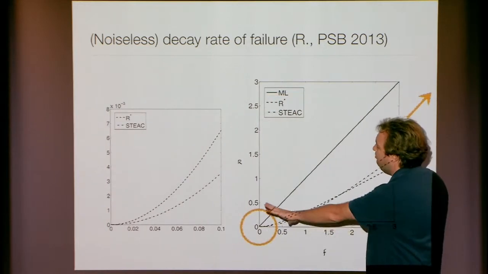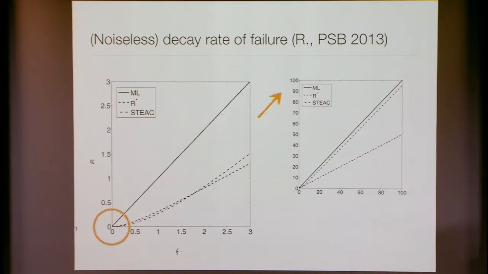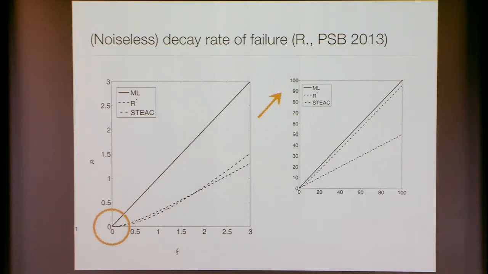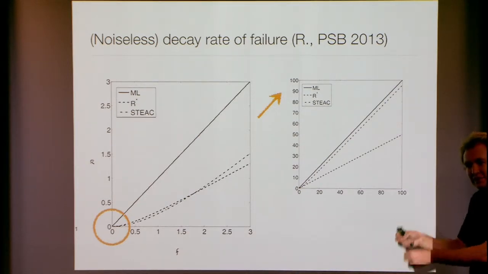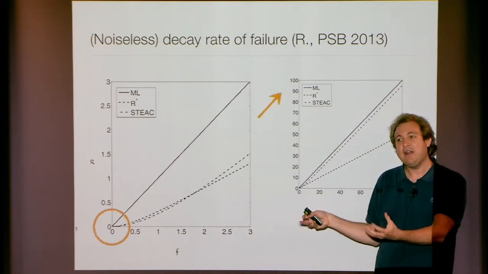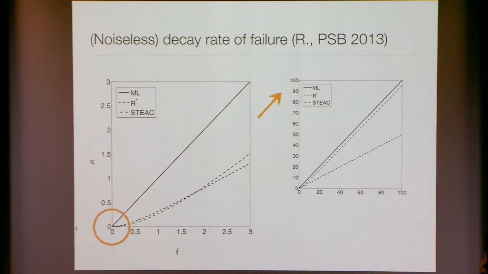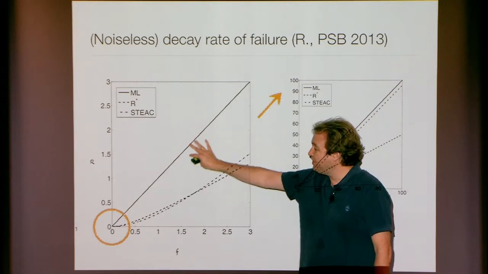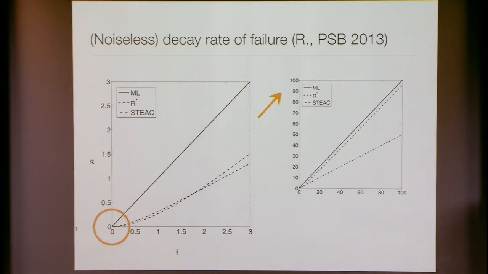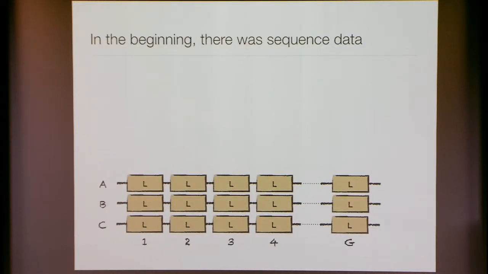You can look in more detail at what happens in different regimes and compare these different methods more specifically. But what I really want to focus on is that what I wrote here is the noiseless decay rate of failure. Why do I say noiseless? Because it doesn't take into account the fact that in reality, I don't actually get the exact coalescent times for each one of these genes. I really get some sequence data from which I estimate those, and there's going to be some error. There's going to be some noise in my reconstruction of the coalescent times and the topologies that can potentially affect this picture considerably. And the question is, what really happens there?